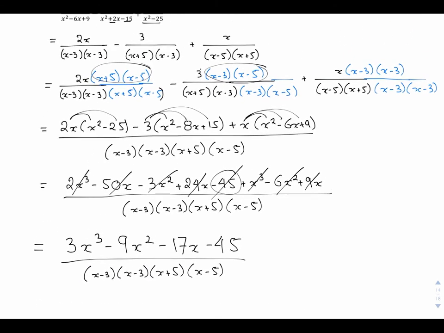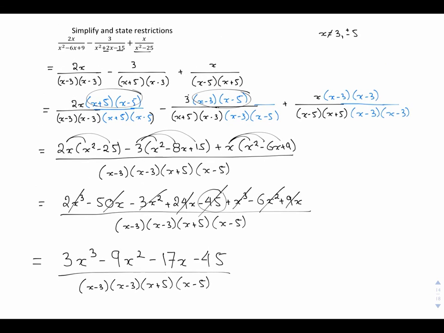So I think that's it. There's no other simplification we can do. If you wanted, I mean, you could multiply out the denominator, but I think leaving it in factored form is ideal. Put the restrictions where you want. And that's about it.